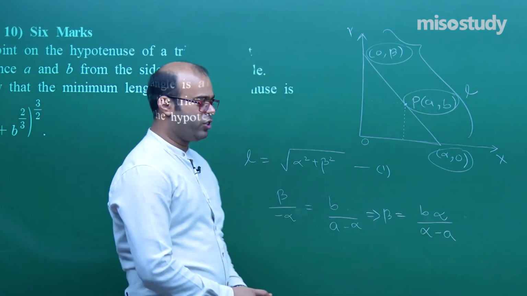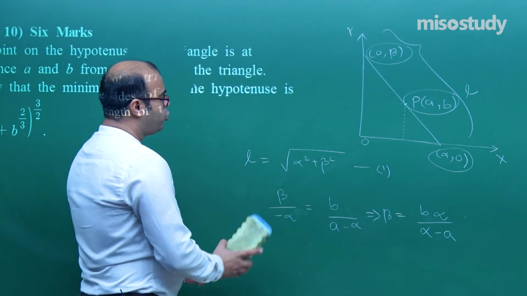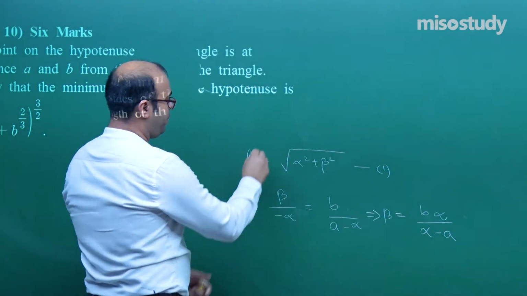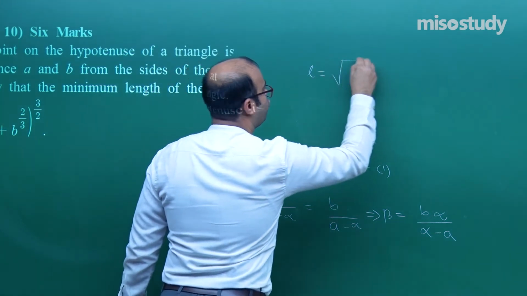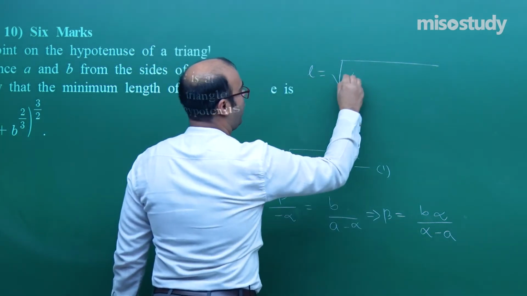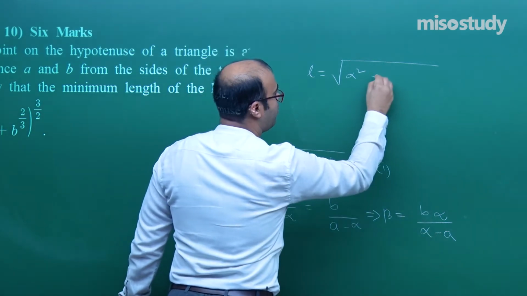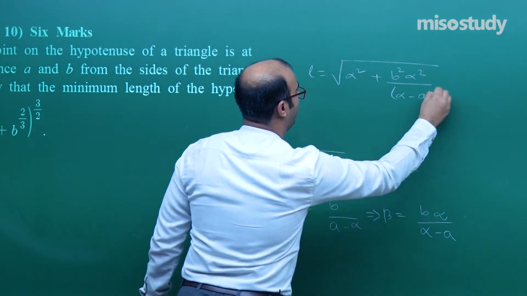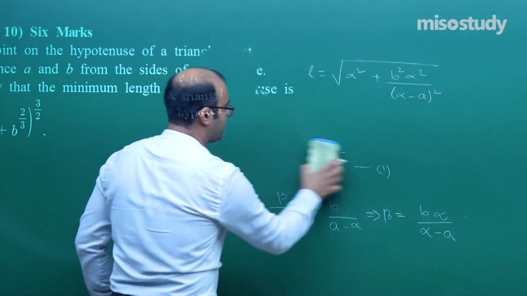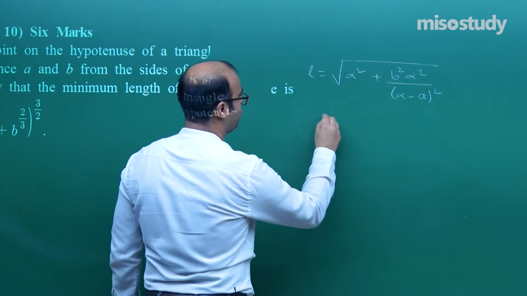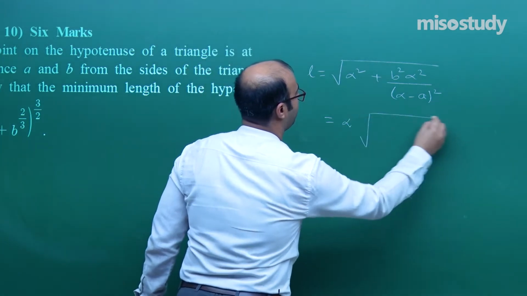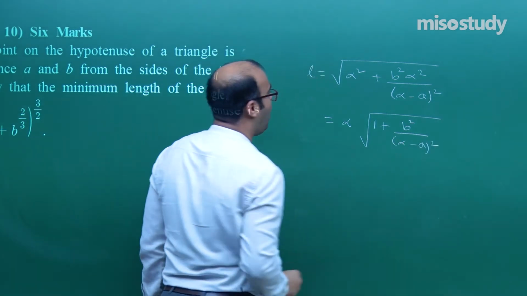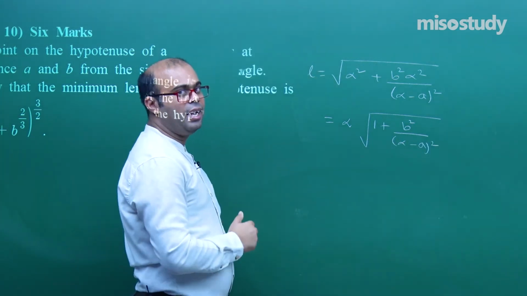a and b are given constants in the question. So, what we will do now, the length of the hypotenuse, which is root over alpha square plus beta square, can be written as root over alpha square plus b square alpha square upon alpha minus a whole square. So, let us simplify this length of the hypotenuse. This is alpha outside root over 1 plus b square by alpha minus a whole square. We have to find the minimum value of this length L.